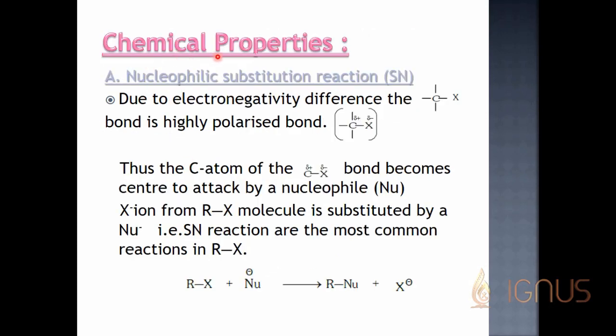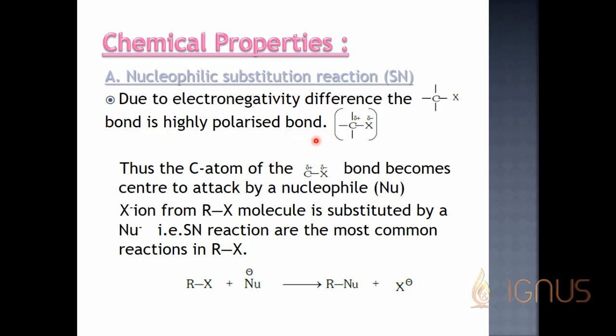Chemical properties, and a very important reaction it will undergo, that is nucleophilic substitution reaction or SN reaction, because of the polarity of the C-X bond. Due to the electronegativity difference between carbon and halogen, this C-X bond is highly polarized. Hence, it will undergo nucleophilic substitution reaction.